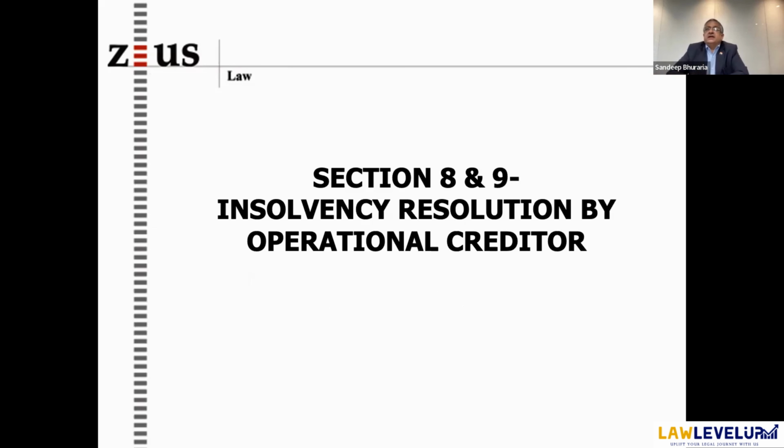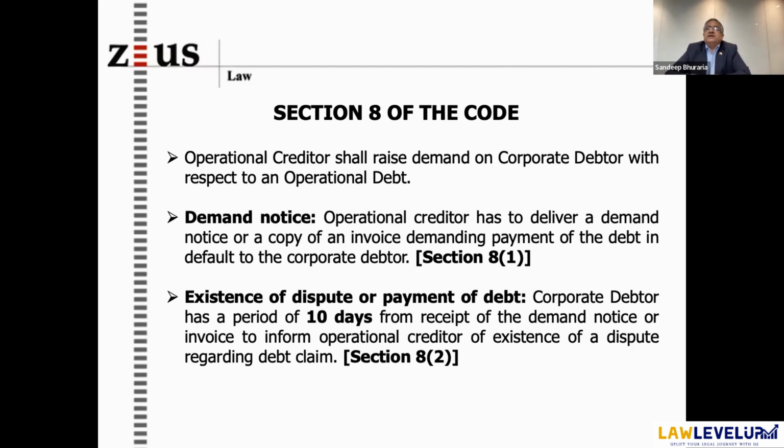Now, Section 8, Section 9, insolvency by an operational creditor. So, assuming there is an amount due for any goods and services provided, then it is an operational debt, as I had earlier explained. And if there is a default in payment of that debt, then an operational creditor can file an application under Section 9 against the corporate debtor before an adjudicating authority. Now, before it initiates any proceedings under Section 9, it is mandatory for an operational creditor to issue a demand notice annexing along with copies of all the invoices, where it will demand payment of the debt in default.